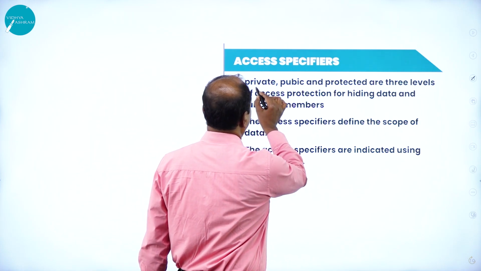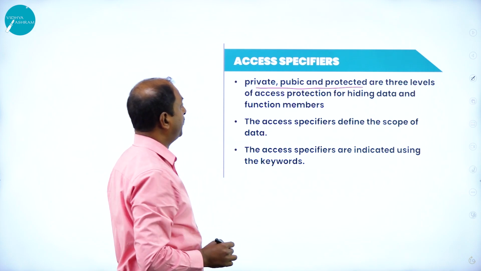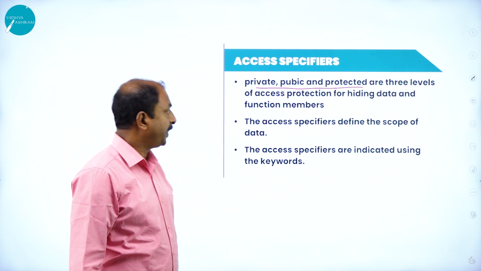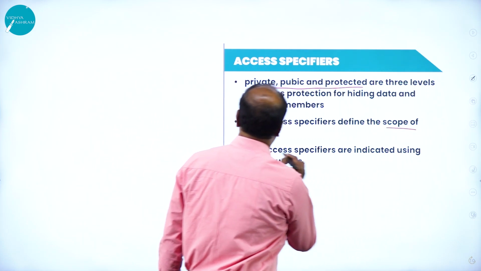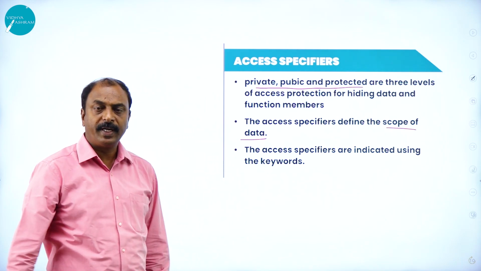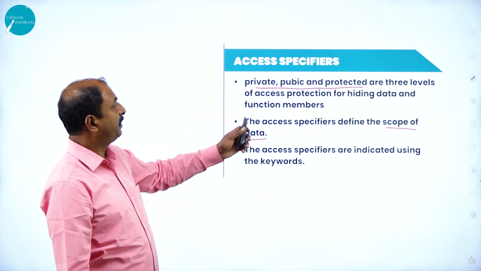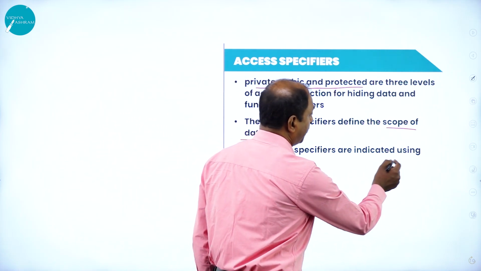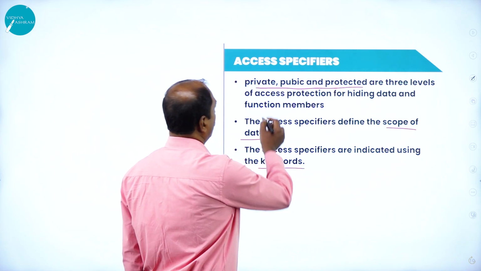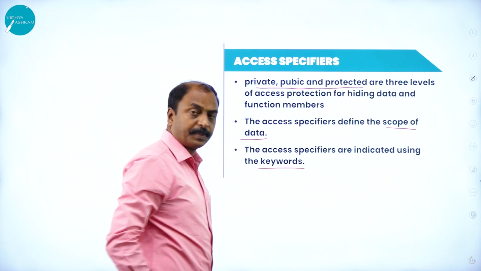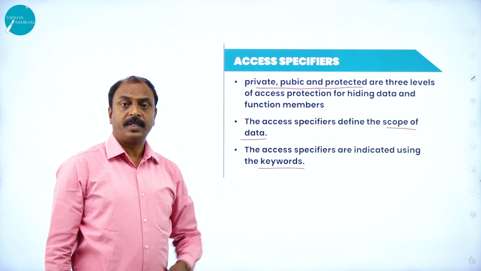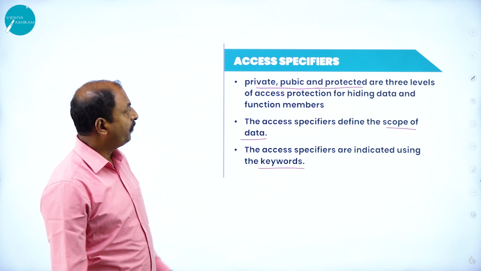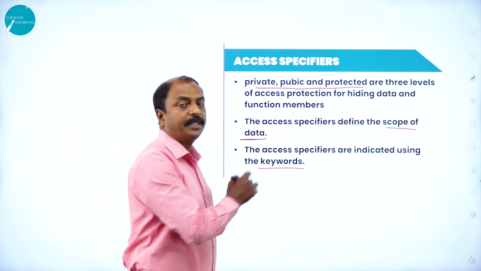In the previous syntax, we have seen there are three levels of access specifier: private, public, and protected. These access specifiers define the scope of the data. That is why we are using private, public, and protected. These access specifiers are indicated using keywords. So here, private, public, and protected are access specifiers, and these are also keywords to represent different levels of access, and an access specifier specifies the scope of the data.